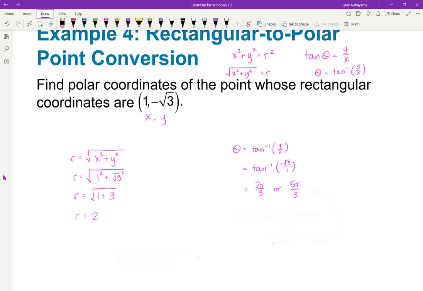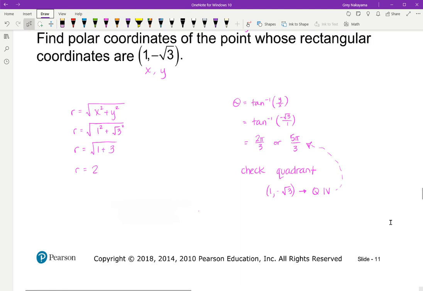And so every time you're going from rectangular to polar, you need to remember to check the quadrant. Okay, the point of 1, negative square root of 3 is in quadrant 4. And which of those two angles, 2 pi over 3 or 5 pi over 3, is in the fourth quadrant? Well, that, of course, is 5 pi over 3. So that means my answer is going to be 2, 5 pi over 3. If you plot it, y'all, you won't have that problem and make that mistake. But you do have to remember to check the quadrant every time you do it.